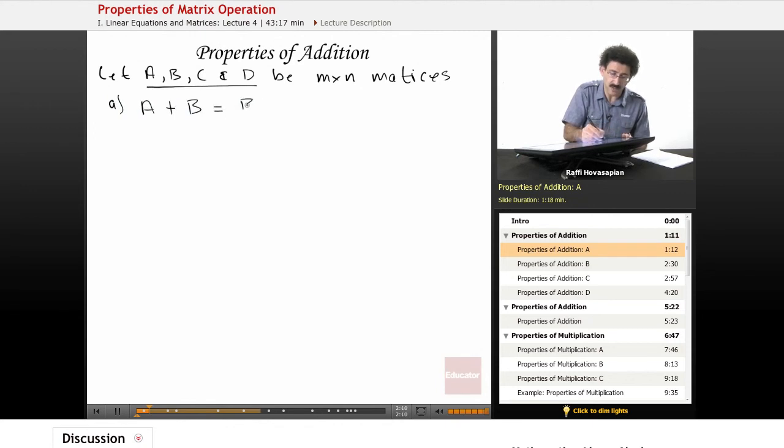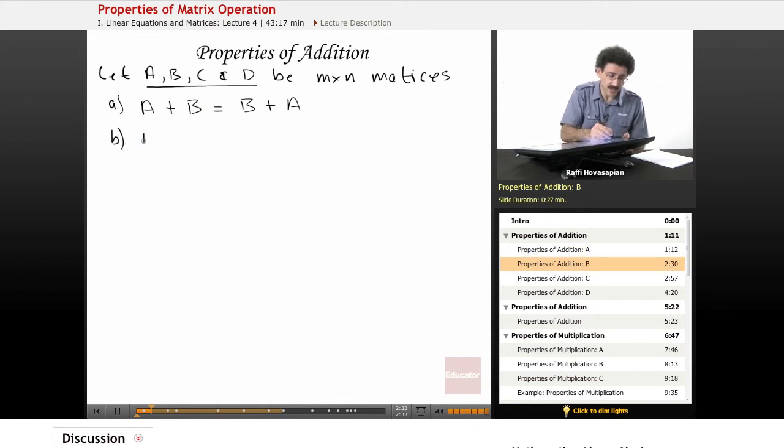A plus B equals B plus A. This is the commutativity property. In other words, it doesn't really matter which order I add them in. Just like 5 plus 4 is 4 plus 5, matrices are the same thing. And again, we're presuming that these are defined. So if you have a 2 by 3, you need a 2 by 3. You can't add matrices of different dimensions.